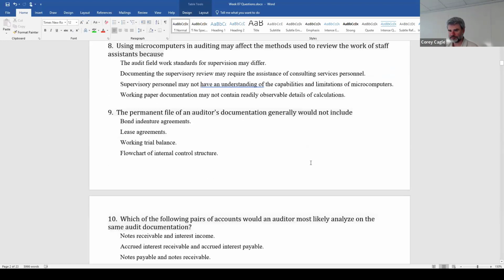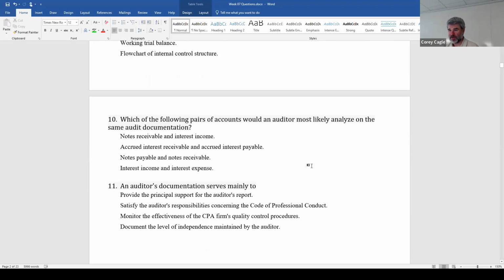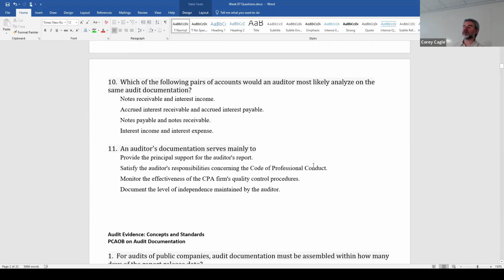Well, number 10. Which of the following pairs of accounts would an auditor most likely analyze on the same audit documentation? That builds off of what we were saying up on number 4, with the whole efficiency of putting things on the same page. So which of these would we most likely analyze on the same documentation? We're looking for things that are related. Those would be most efficiently put together on the same audit work page.